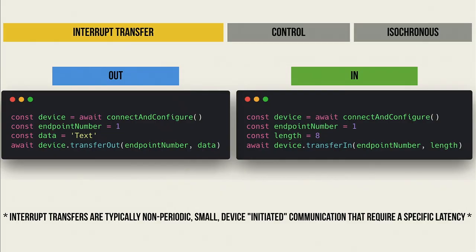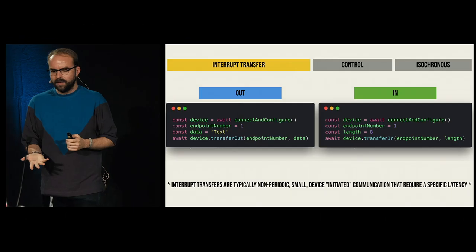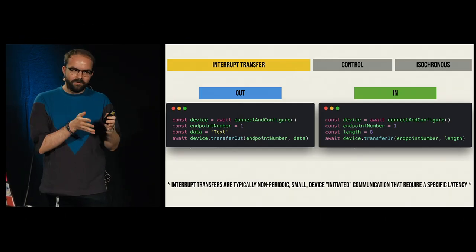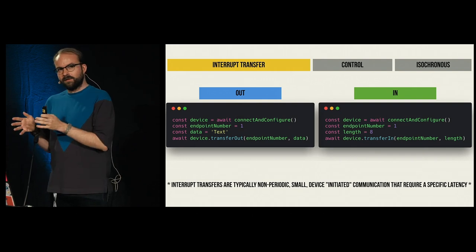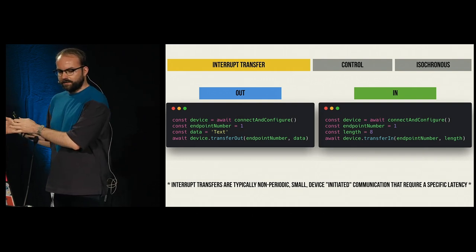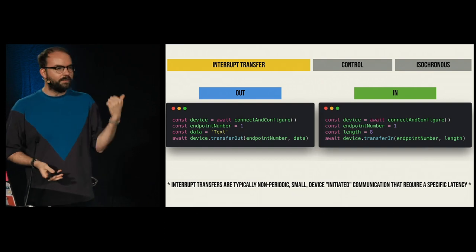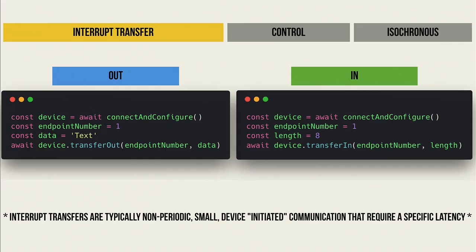So now that we've established a connection to a specific endpoint on the device, we have three different ways in which we could communicate with it. They all come in pairs: one method for sending data, and one method for receiving or reading data. And we'll start with the interrupt transfers. Interrupt transfers are typically non-periodic, small, and device-initiated communication that requires some kind of specific or bounded latency.